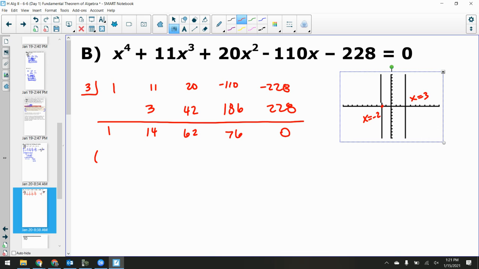Go for it. Try it. X to the third plus 14x squared plus 62x plus 76. And now we would try to factor by grouping, but it doesn't. But I didn't even need to factor by grouping anyway. I could have just reduced out a negative 2 because we see it from our calculator.